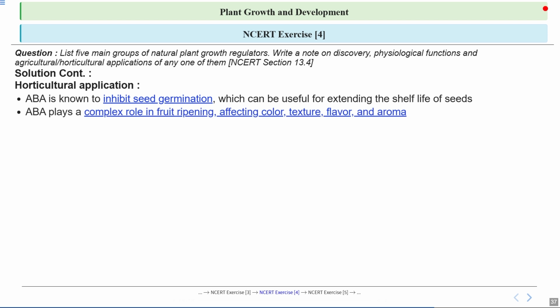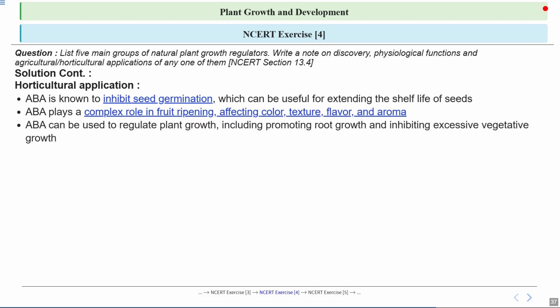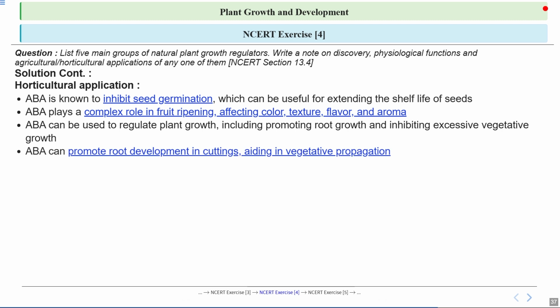It also plays a complex role in fruit ripening. It affects the color, texture, flavor, and aroma of fruits, which is important for both farmers and consumers who want quality fruits. Another application is that ABA can be used to regulate plant growth. For example, it can promote root growth and inhibit excessive vegetative growth, helping growers to manage the size and health of their plants. It can also promote root development in cuttings. This is especially helpful in vegetative propagation, making it easier to grow new plants from cuttings in horticulture.